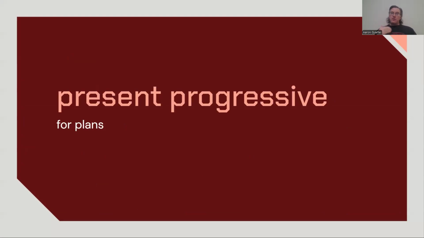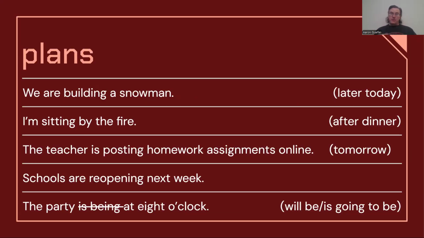Or we have another way when we're talking about plans. We can use the present progressive. So all of those plans that I just went over with be going to, we can also use with present progressive. We are building a snowman. Not now, but we have plans for it.